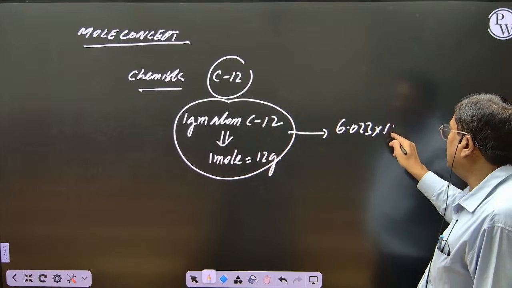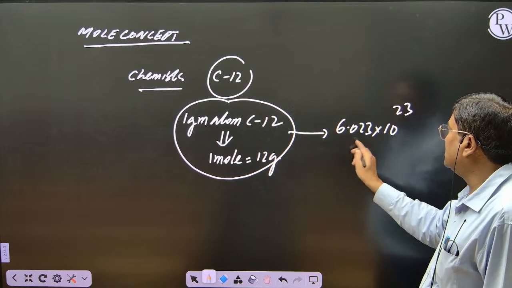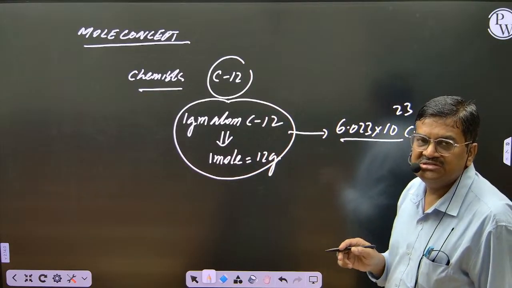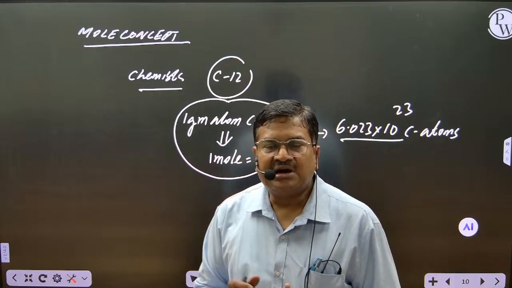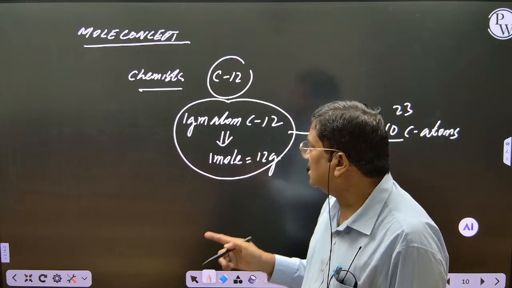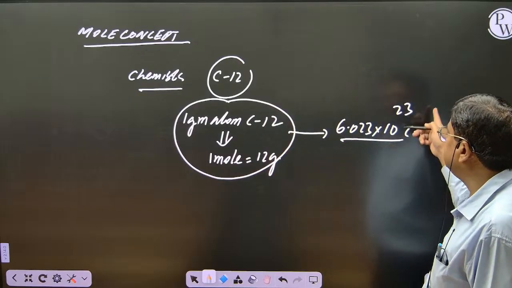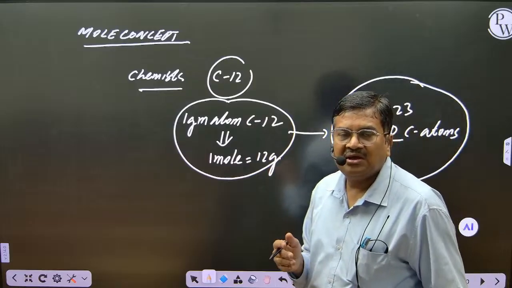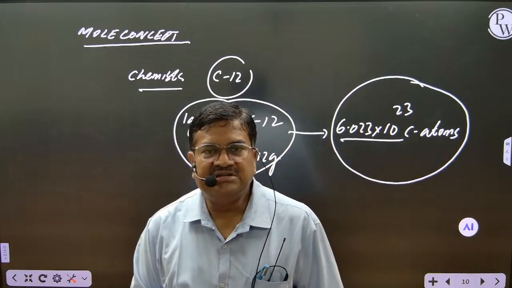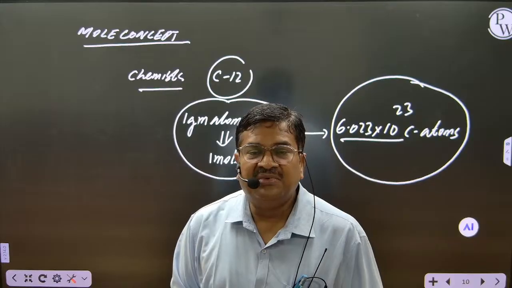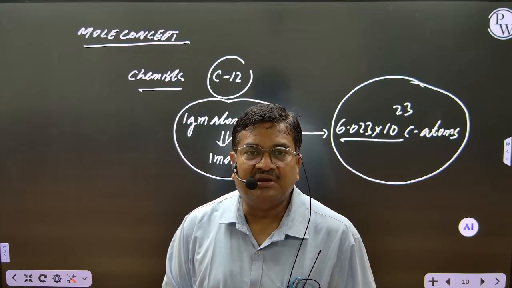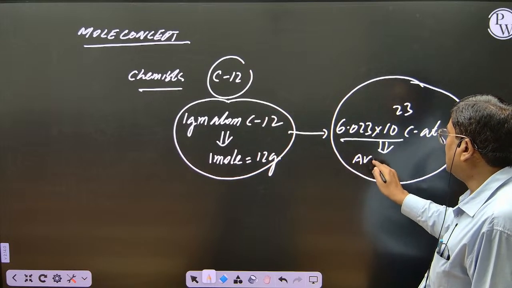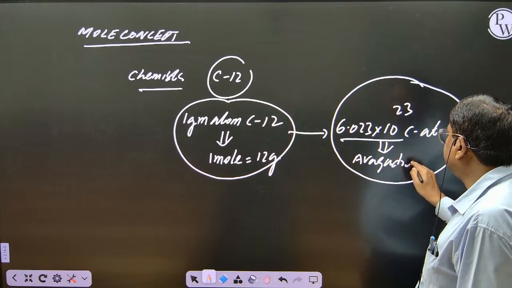What is that number? 6.023 into 10 power 23. These many carbon atoms they found. Understood? Simple. So in the 12 grams of carbon, C12, when they found the number of atoms, this number they called a constant number. It is a constant number, and that number we call the Avogadro number.